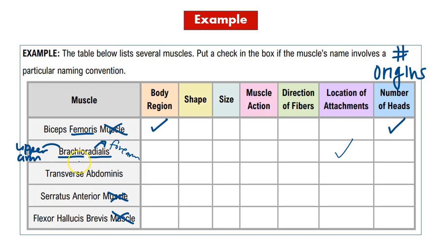What else can we actually check mark here, though, as well? I can also check mark body region because I know it's going to be the forearm and I know it's going to be the upper arm in order to understand that muscle.